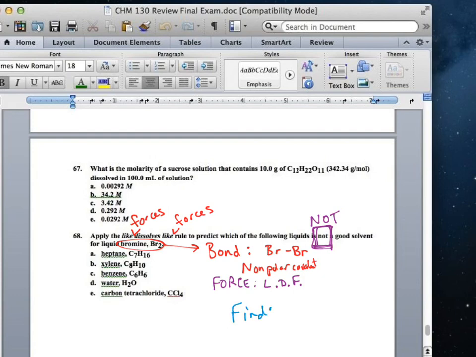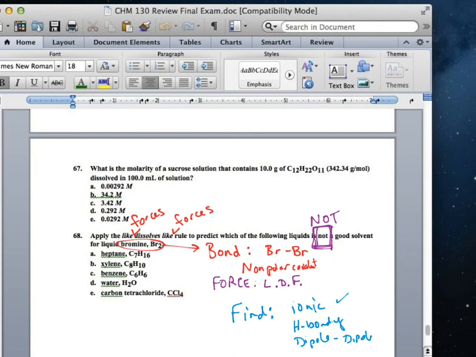What do we need to find? What is opposite of London dispersion forces? Go to your extreme case first. Ionic, followed by hydrogen bonding, followed by dipole-dipole. So we will start at our ionic force.